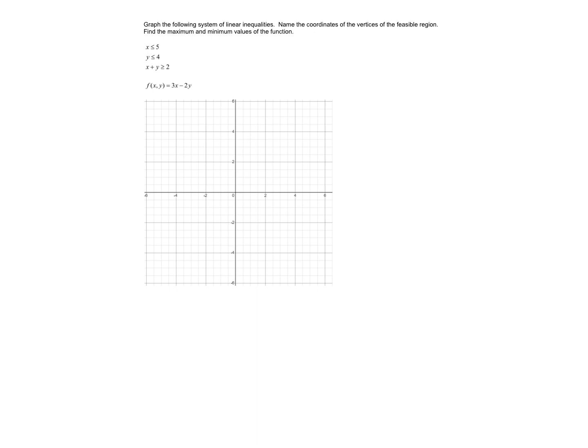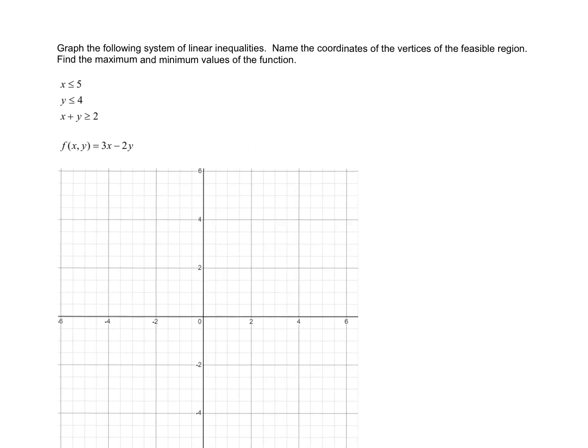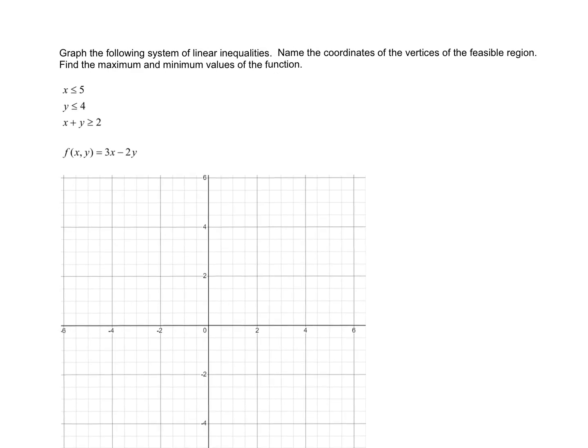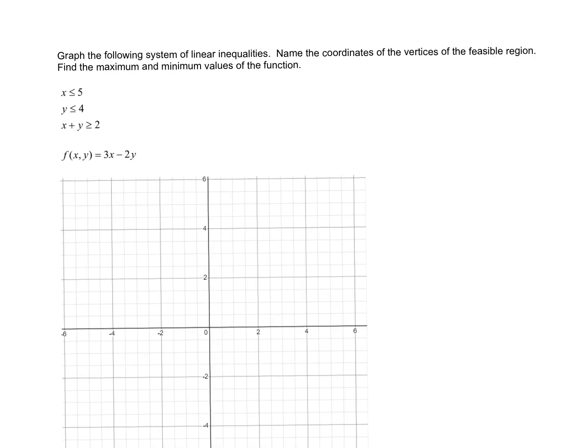So let's look at this example. We have: graph the following system of linear inequalities. Name the coordinates of the vertices of the feasible region. Find the maximum and minimum values of the function. So these are my constraints. I have three constraint equations. x has to be less than or equal to 5, y has to be less than or equal to 4, and x plus y has to be greater than or equal to 2. So these are my constraints.